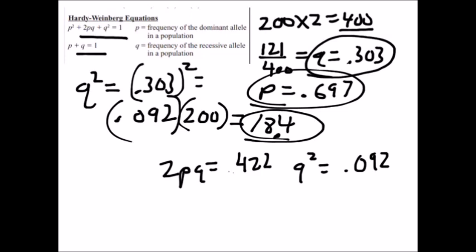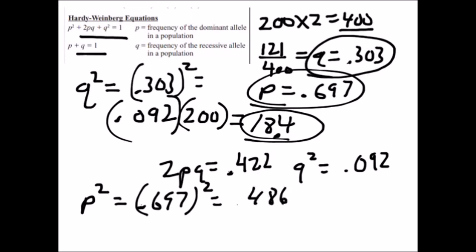And then finally, we need to find the frequency of homozygous dominant individuals. Those are p squared. So we need to take p, 0.697, and simply square it. And when we do that, we end up with 0.486. So our answer for part C: our frequency of homozygous dominant individuals, 0.486. Our frequency of heterozygous individuals, 0.422, that's 2pq. And our frequency of homozygous recessive individuals, 0.092.